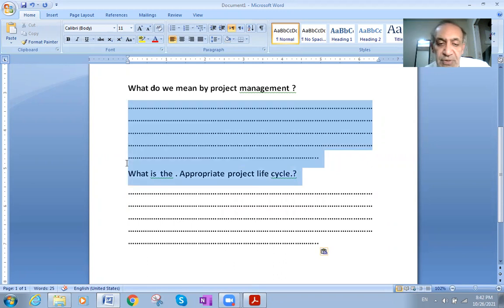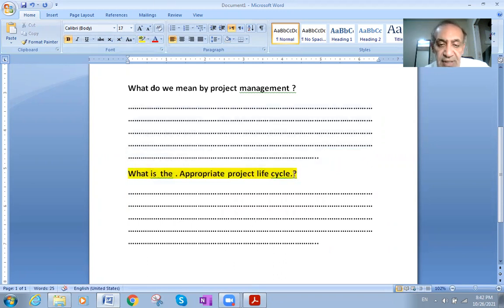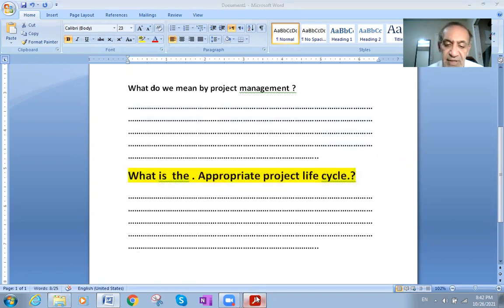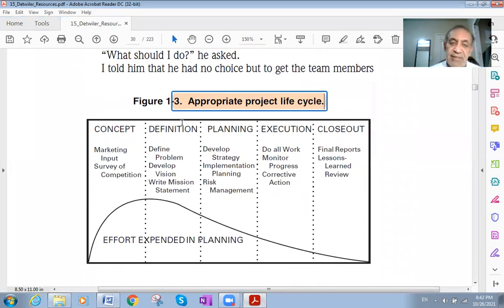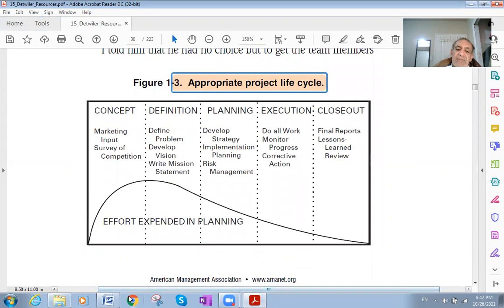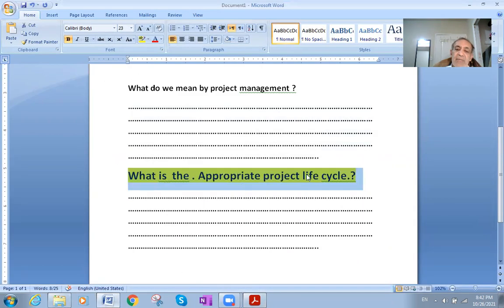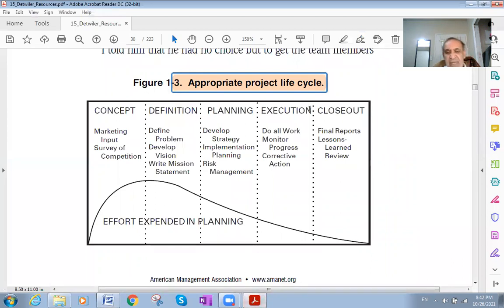Then we will stop at this question right now, highlighted for around 5 minutes to have the answer. And the answer, like you see, is here in this curve. What is the appropriate project life cycle? And here is the answer of the 5 stages. I will leave you around 5 minutes to have your answers, please. Please send your answers on Google Chat, on the chat box here. Thank you so much.